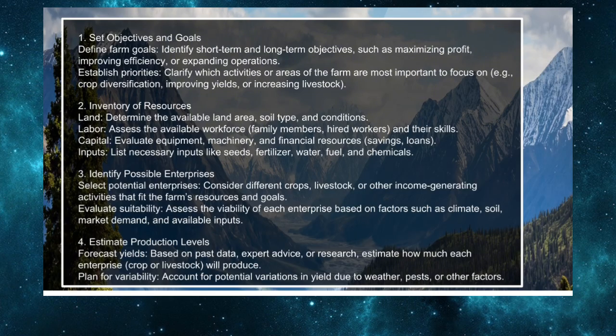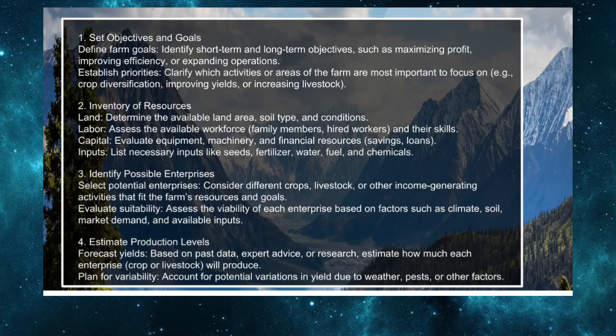By listing all inputs such as seeds, fertilizer, water, and fuel, the farmer gains a clear picture of what resources are available and what is needed for future operations. This step is essential for planning realistic and achievable farm strategies.